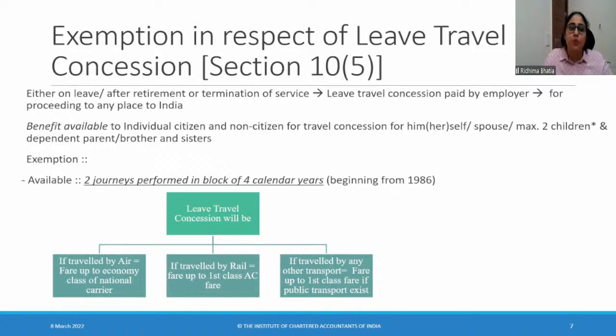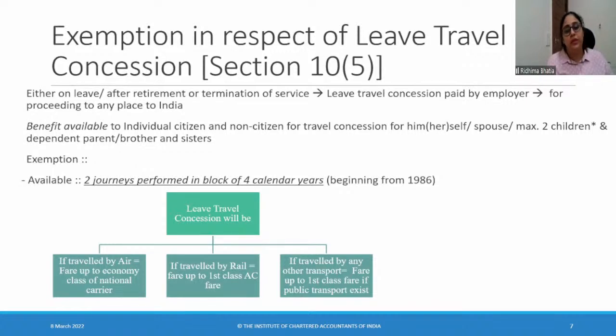Clear? Because once you know that you have twins, then the subsequent birth's children would not be exempted for leave travel concession. Clear? But obviously, if after the first kid you are having twins, then all of them will be allowed.